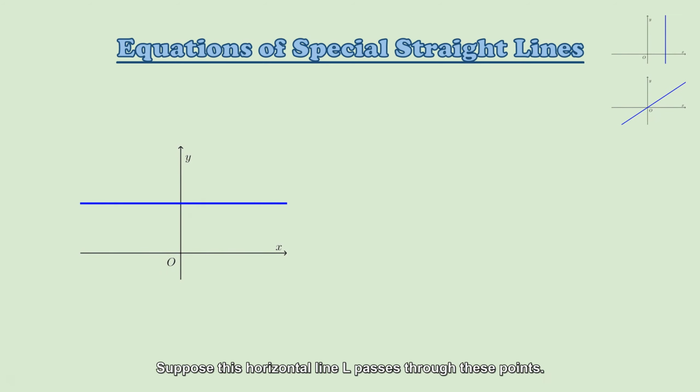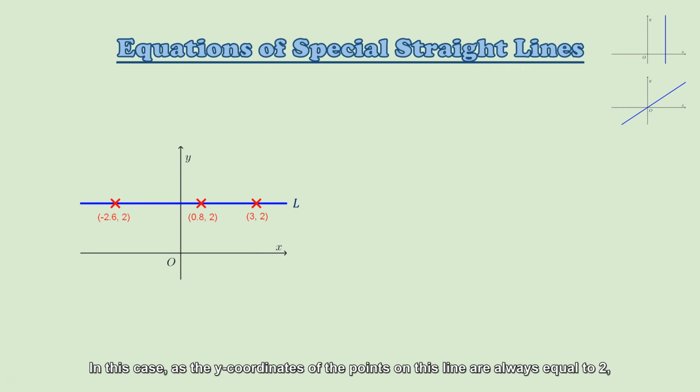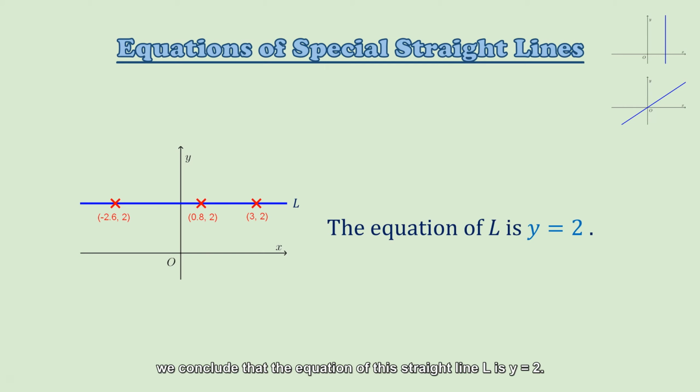Suppose this horizontal line L passes through these points. On a horizontal line, all the points have the same y coordinate, and the values of x coordinates are independent of this y coordinate. Therefore, there is no x in the equation of a horizontal line. In this case, as the y coordinates of the points on this line are always equal to 2, we conclude that the equation of this straight line L is y equals 2.